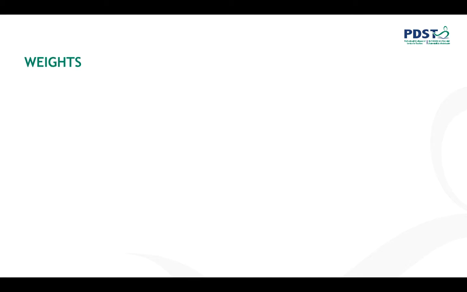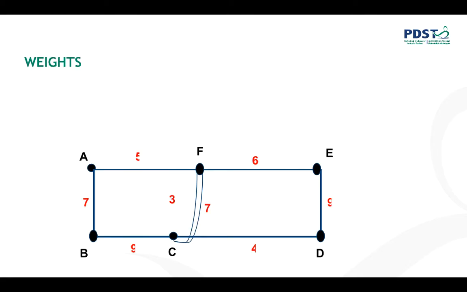Okay, let's have a look at weights. So if we look at the following graph, we have the nodes denoted by the black dots, and we have the edges represented by blue lines. And we have numbers over each of those blue lines, and they're referred to as weights.